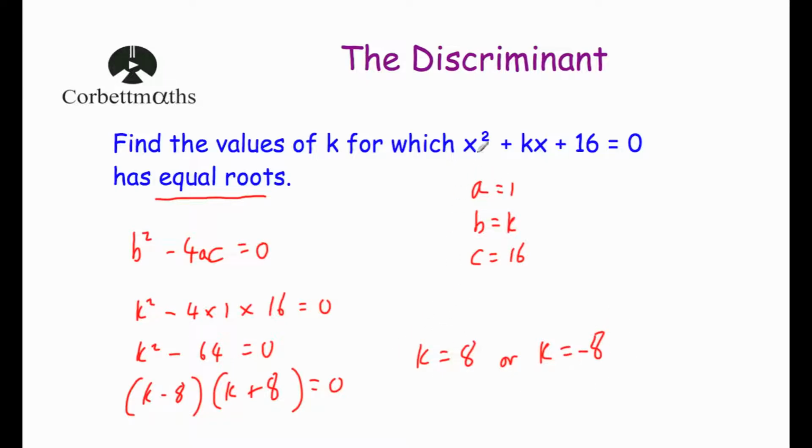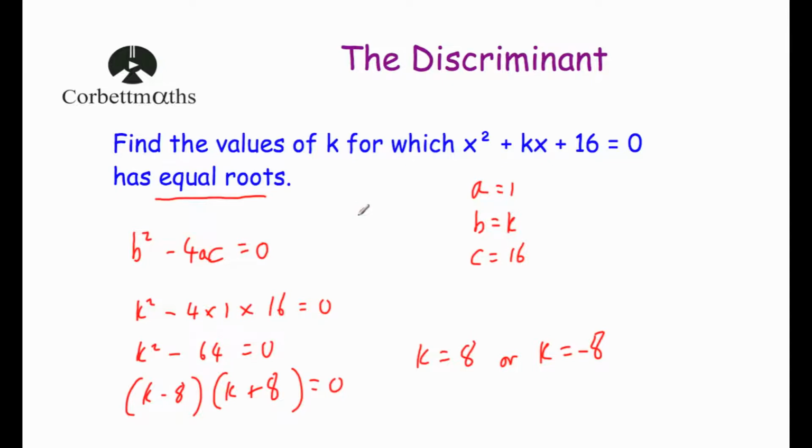So if we had x squared plus 8x plus 16 equals 0, if you solve that quadratic equation, you'll get the same answer twice, so you'll get equal roots. Likewise, if you've got x squared minus 8x plus 16 equals 0, if you solve that, again, you'll get the same answer twice, so we'll have equal roots there.